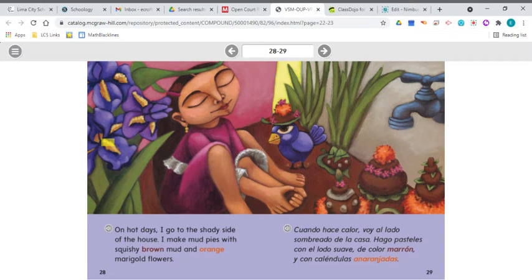On hot days, I go to the shady side of the house. I make mud pies with squishy brown mud and orange marigold flowers. So there's some more answers to your questions of what colors she might find in her world. She found brown mud and orange flowers, right?